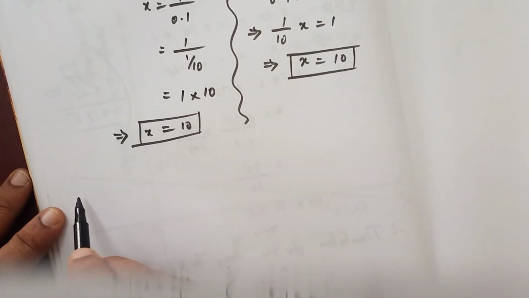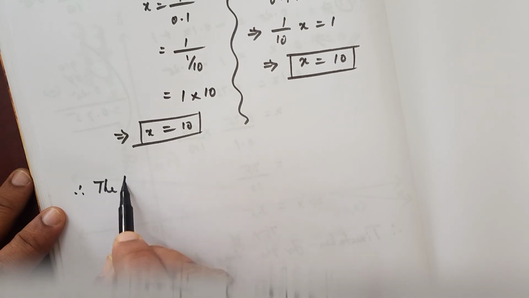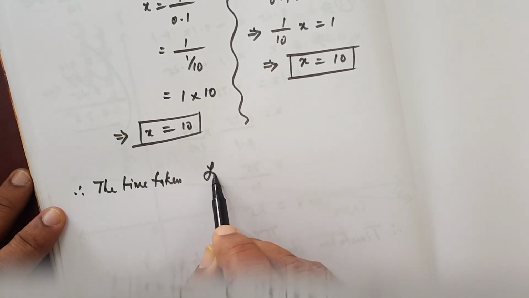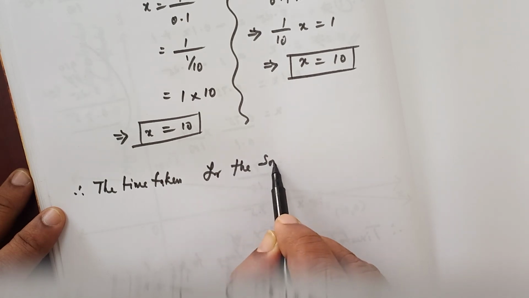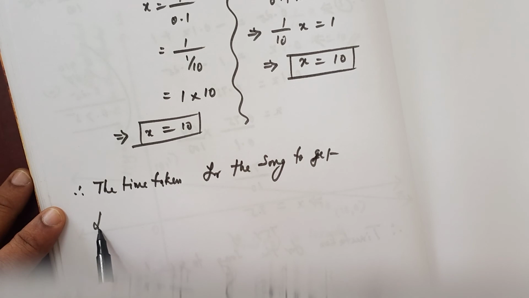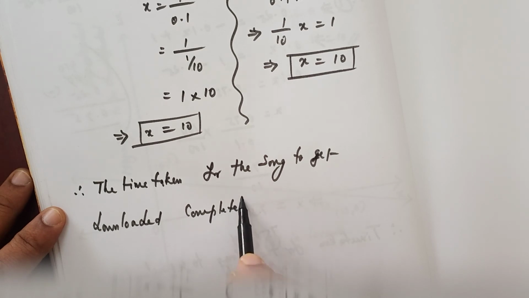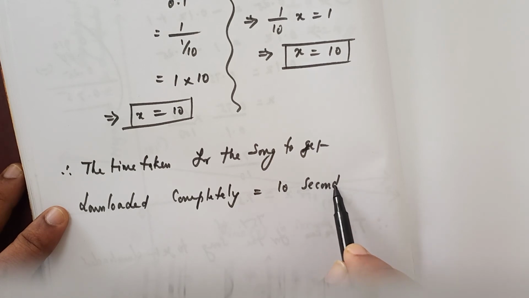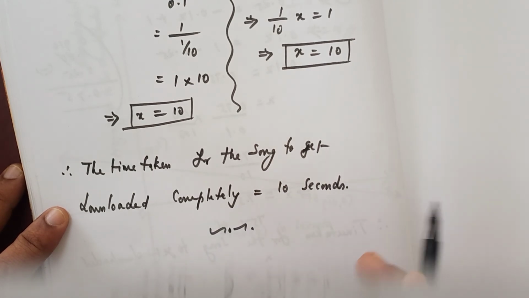Therefore, you have to write the result, the time taken for the song to get downloaded completely, that is equal to, what's the value of x? 10 unit seconds, 10 seconds.